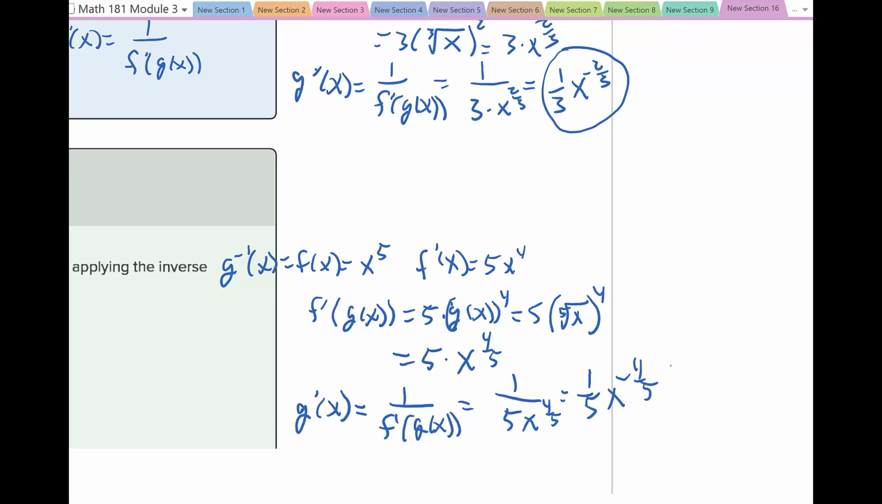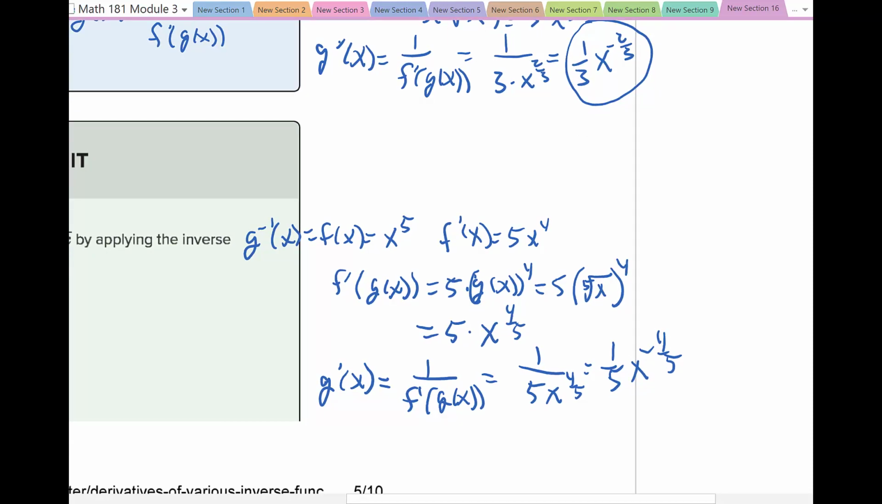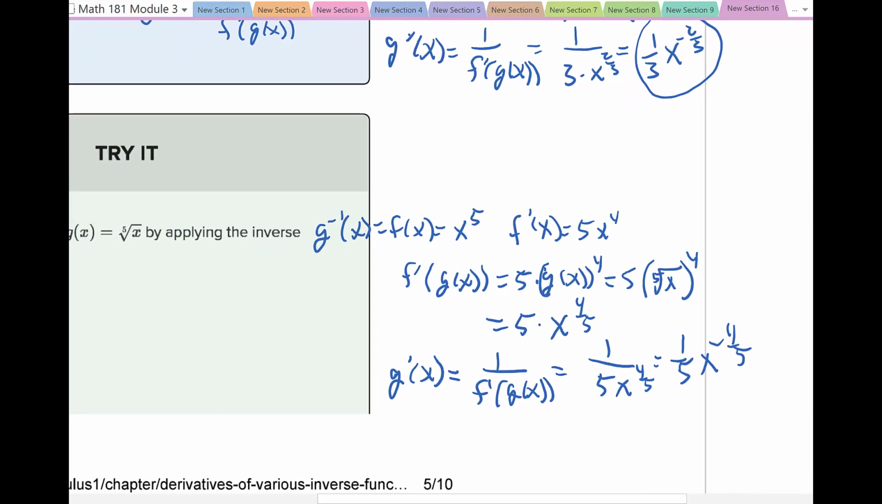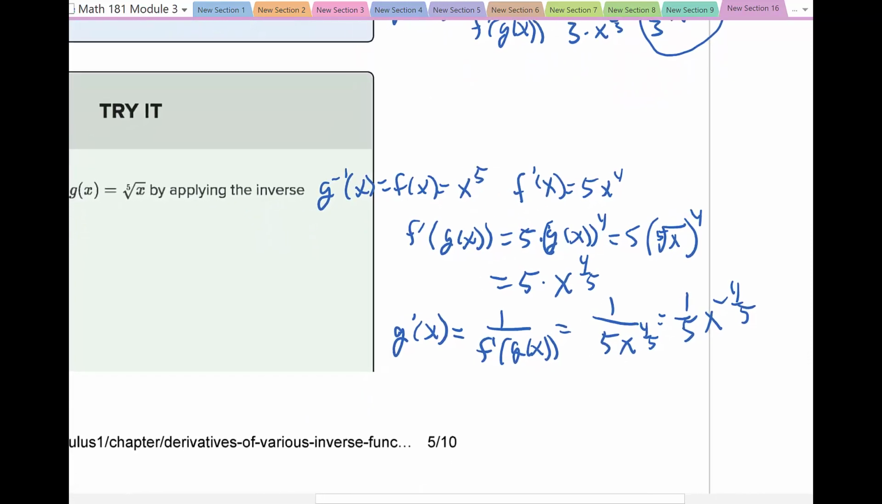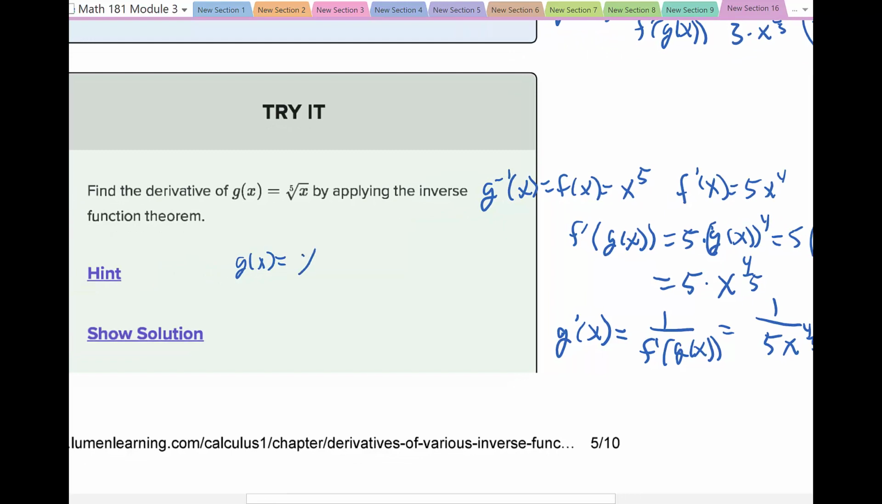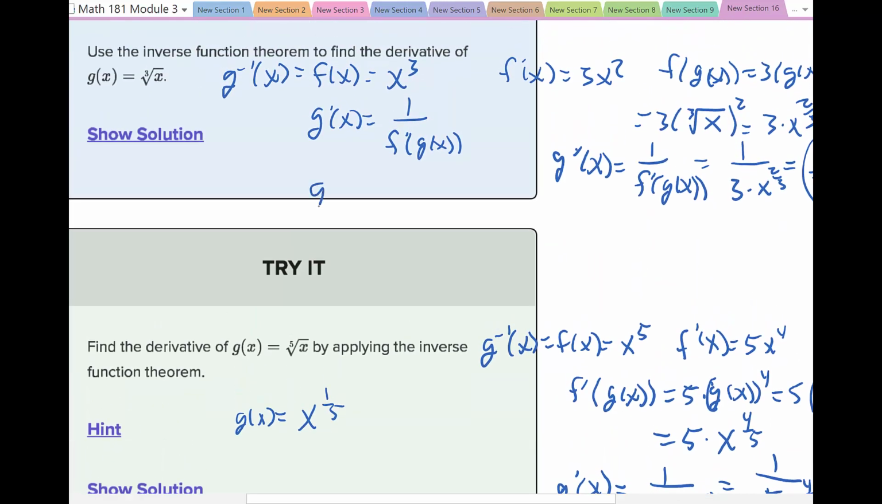So with that, I hope we see a pattern that's been developing. We've taken the derivatives of power functions before, but they've always been integers. Now we're looking at g of x as x to the 1/5, and notice the derivative is 1/5 x to the negative 4/5. In the previous problem, g of x was x to the 1/3, and the derivative was 1/3 x to the negative 2/3.